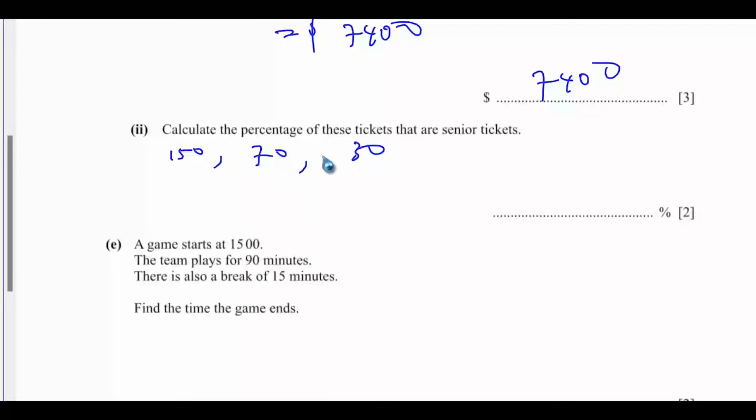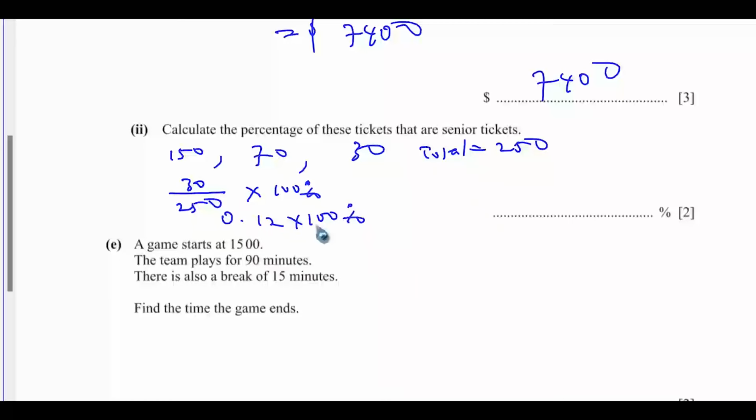So if you add everything together, the total will be equal to 250. So we want to calculate the percentage of these tickets that are senior tickets. So senior tickets is 30 over the total, which is 250, and multiply by 100%. So if you do this, this will give you 0.12 multiplied by 100%, and you can easily press your calculator straight away. So this will give you 12%.